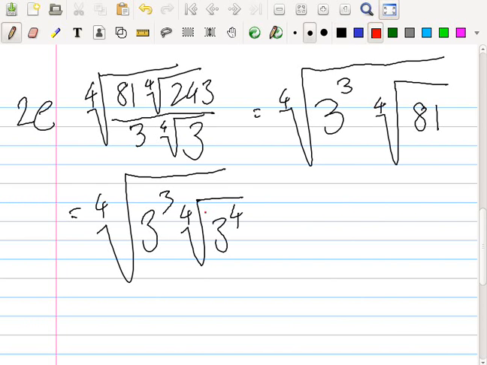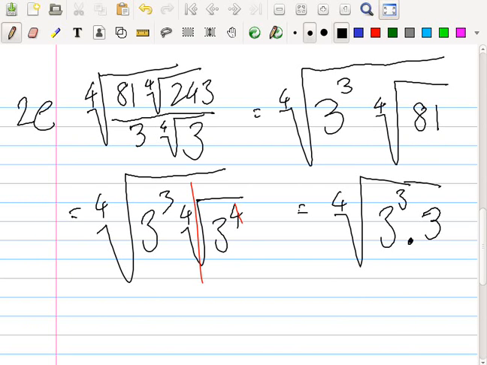Well, that's great because what happens here? That cancels that. So you're left with fourth root 3 cubed times 3. So 3 cubed times 3 is 3 to the power of 4, and then what happens here? Cancel. Cancel again. And then the answer is 3, I hope. Yep. This is the only answer, 3.